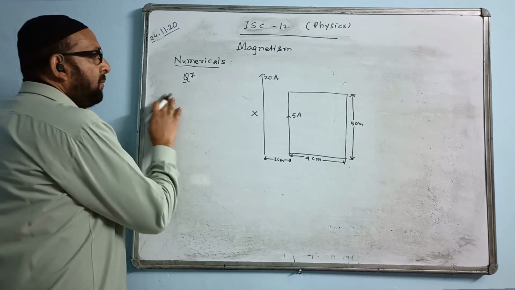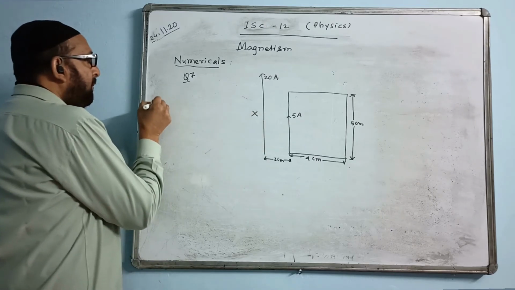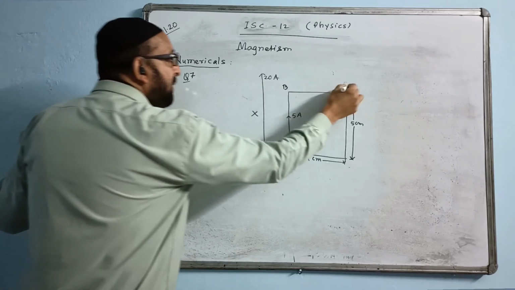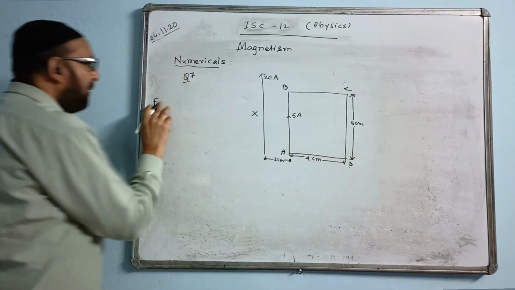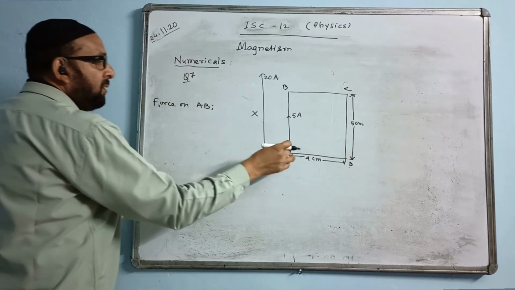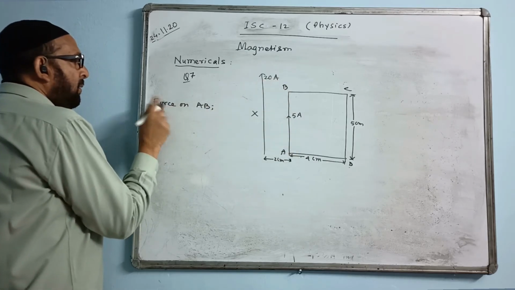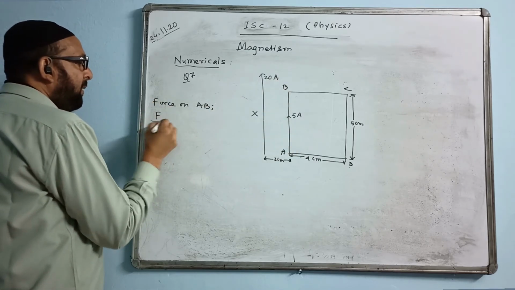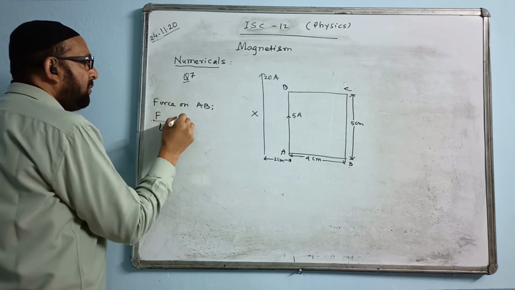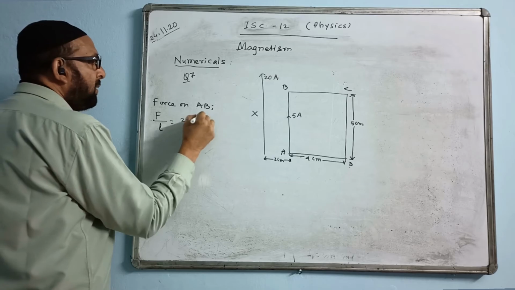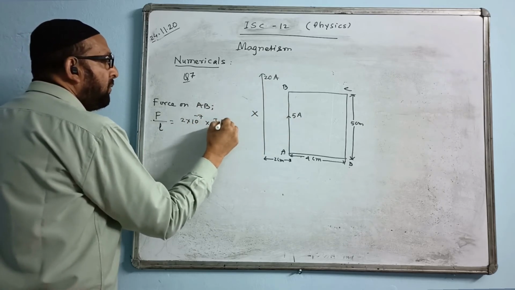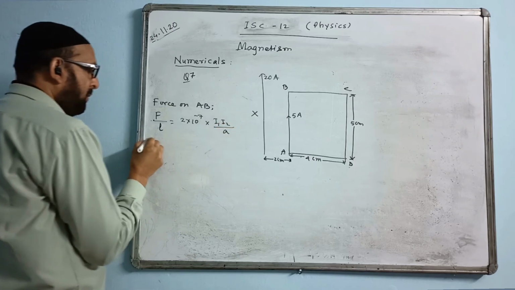So I'll take this force as F1. You can name it yourself, A, B, C, D. You can write here force on AB, force on the length AB. What is the formula? F by L is equal to 2 into 10 to the power minus 7, like parallel wires, into I1 I2 by K.